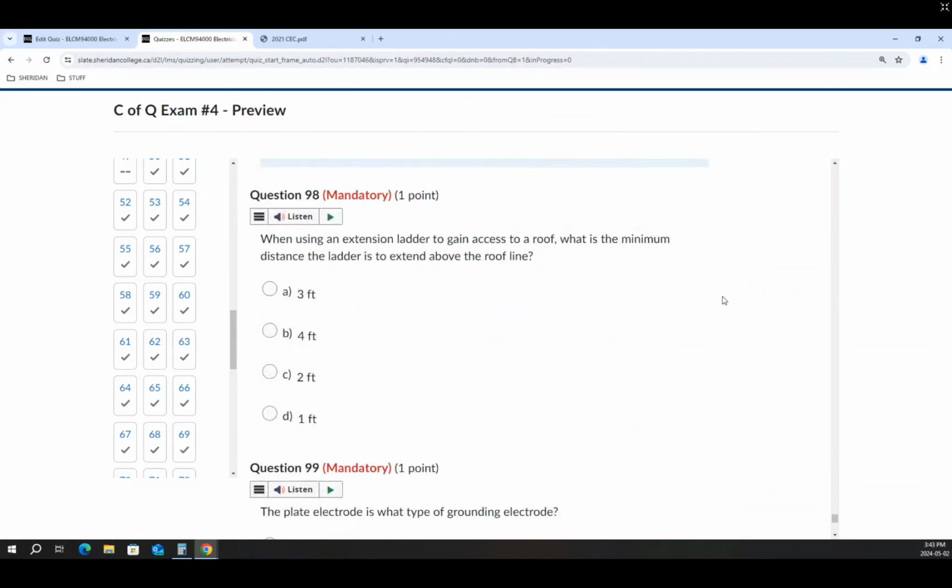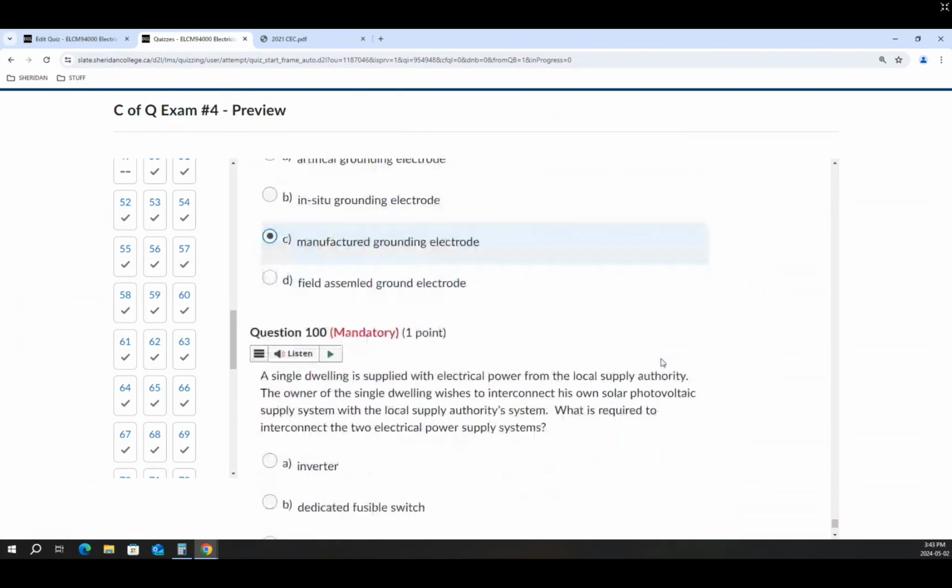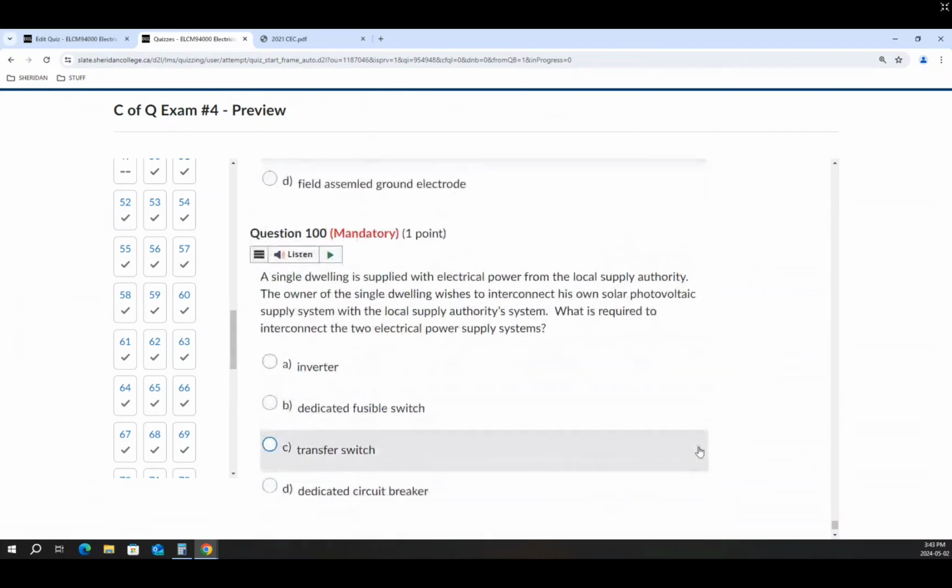98. When using an extension ladder to gain access to the roof, what's the minimum distance the ladder is to extend above the roof line? 3 feet. The plate electrode is what type of grounding electrode? Artificial, in situ, manufactured, field. It's a manufactured.